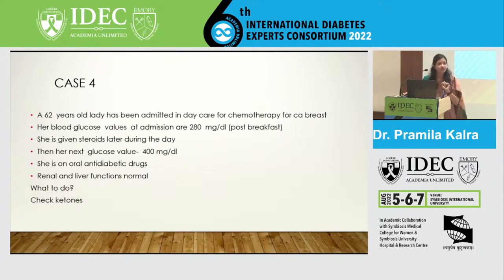And she is on oral anti-diabetic drugs. Renal and liver functions are normal. She has been tolerating. This is approximately the fourth cycle of her chemo. Now, what to do?